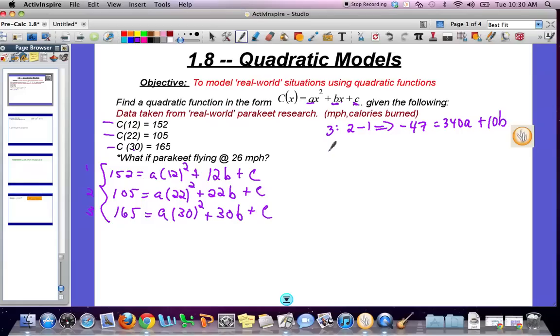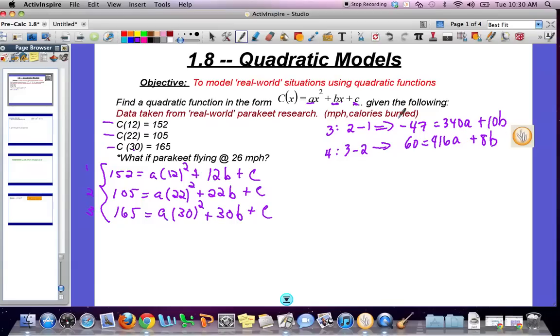I'm going to make another equation. I'm just going to call it equation 4. And how I get it is I'm going to take equation 3 and subtract 2. Again, I'm going to eliminate C's. I'm going from 3 unknowns to 2 unknowns. That's my goal. So if I take 3 and subtract 2, I have 165 minus 105, which would be 60, equals, I need help, what's 900 minus 22 squared? 416. Thank you. 416A, and 30 minus 22 is 8B.